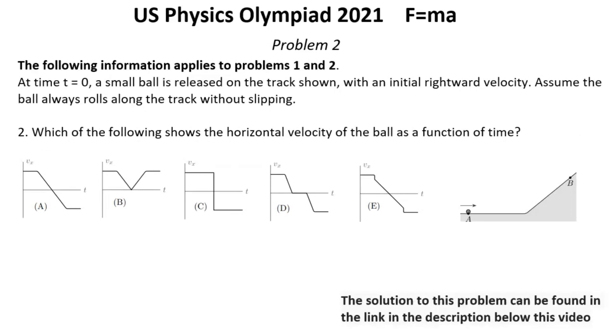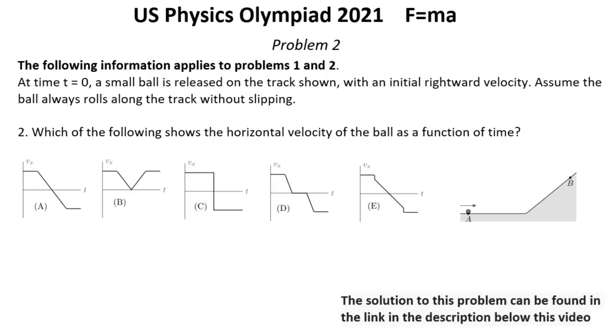Problem number 2. Which of the following shows the horizontal velocity of the ball as a function of time? Solution for problem number 2. The horizontal velocity is initially constant. As in the previous question, when the ball goes through the bend in the track, its speed is unchanged. However, the direction of its velocity quickly changes, so that only part of it is directed horizontally. Thus, the horizontal velocity very quickly drops.